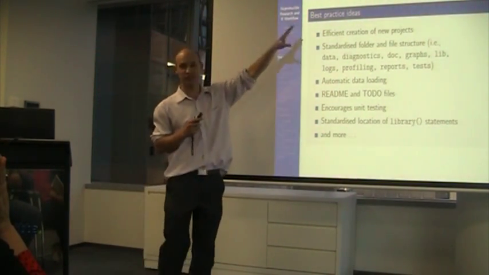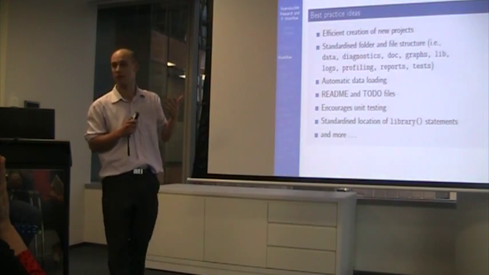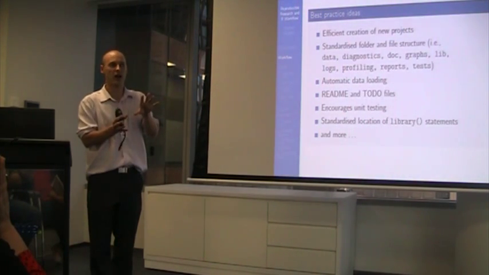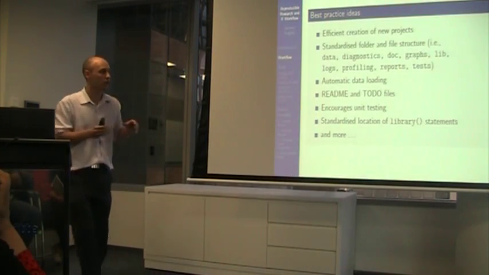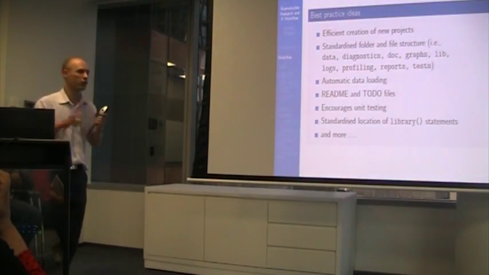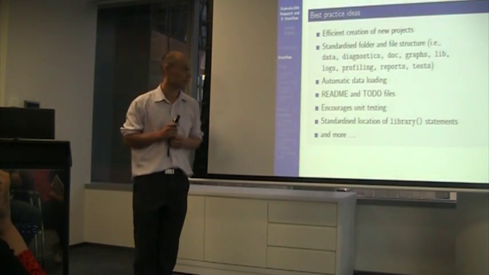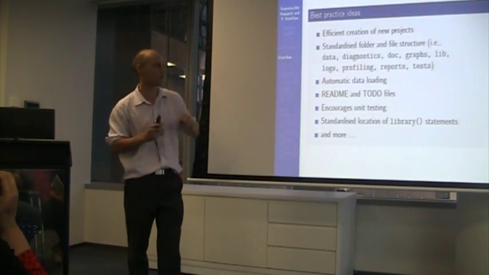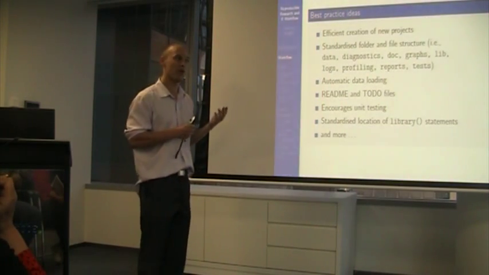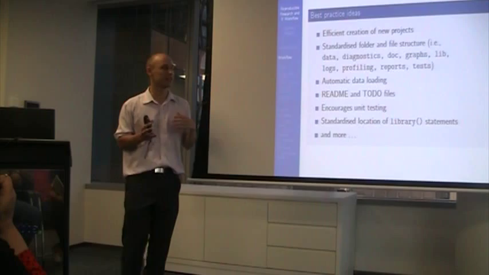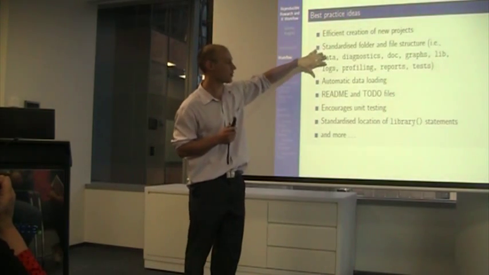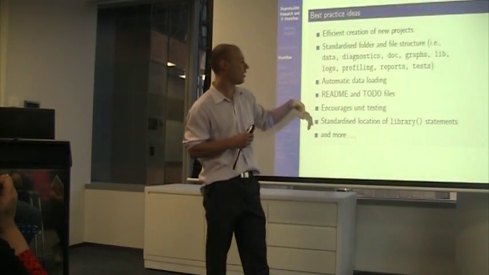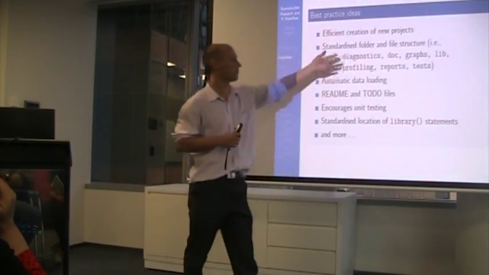So he has this package called Project Template, which you can download off CRAN, and when you run it, it will create a standardized template of folders and files, which incorporates a lot of what you might call best practice ideas for organizing your code. Good things about it are that it makes it easy to start up a new project, setting up files and folders. It is standardized, so in theory, if more people adopted it, other people will be able to understand your code better. You have a standard folder for data, for storing your data files, for storing graphs, for storing external code in the lib, for storing test cases, for diagnostics and so on.